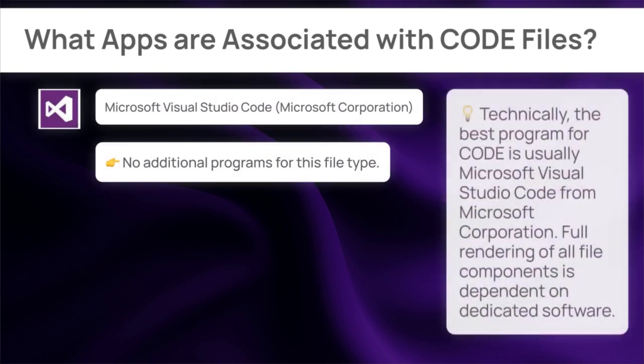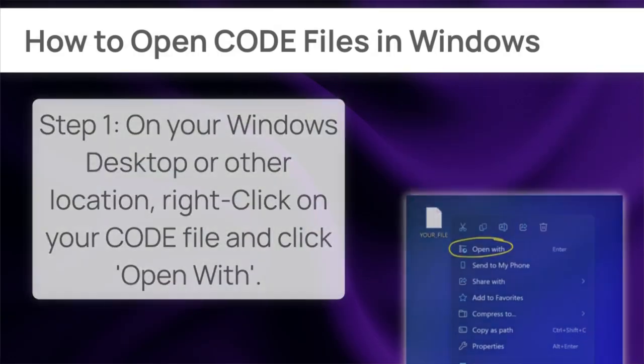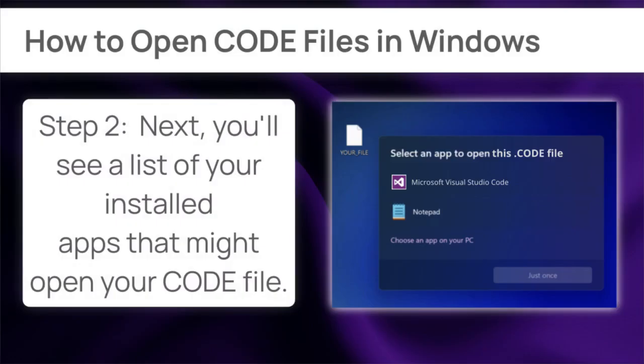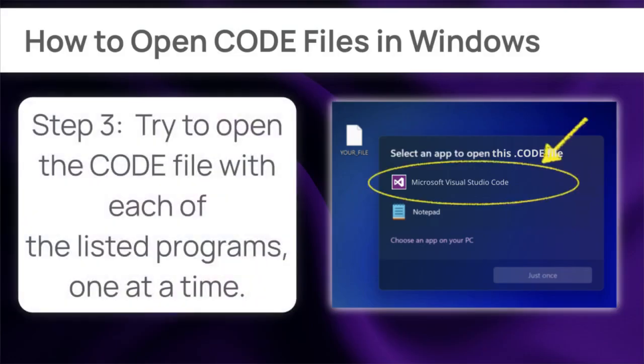Full rendering of all file components is dependent on dedicated software. Windows lists the file, but execution requires a shell or scripting engine to run the code. Open the menu by right-clicking your CODE file and choosing Open with, then test Microsoft Visual Studio Code first if it is visible. If not, select another application. Different tools have different strengths with specific formats.